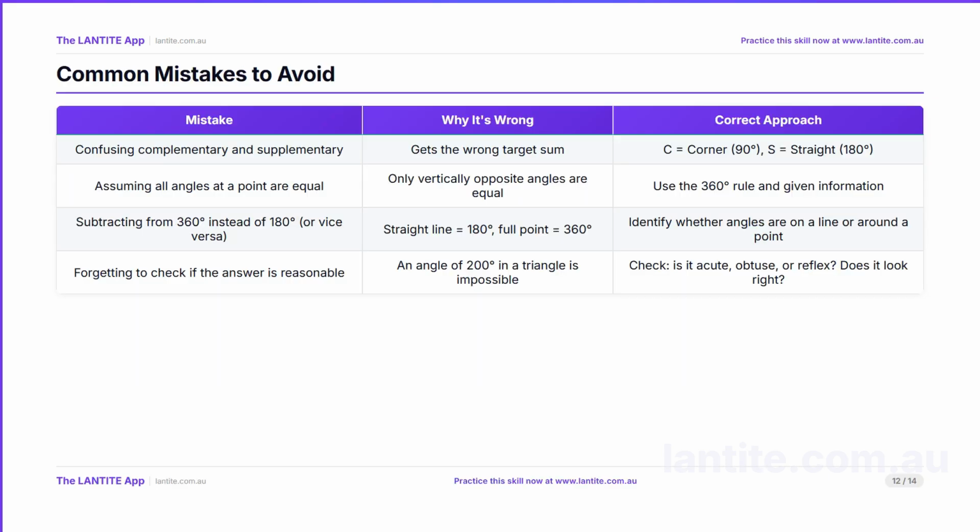Common mistakes to avoid. First, confusing complementary and supplementary. Remember C for corner at 90 degrees, S for straight line at 180 degrees. Second, assuming all angles at a point are equal. Only vertically opposite angles are equal. Third, using the wrong total. Straight line angles sum to 180, angles at a point sum to 360. And fourth, always check if your answer is reasonable. If you calculate an angle of 200 degrees but the diagram shows a small angle, something has gone wrong.